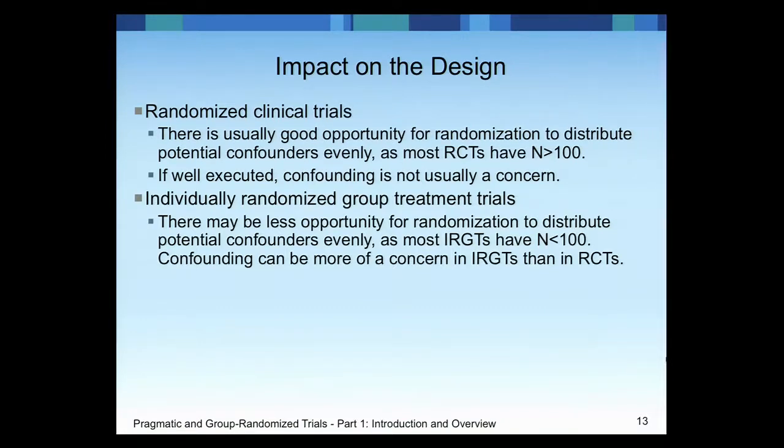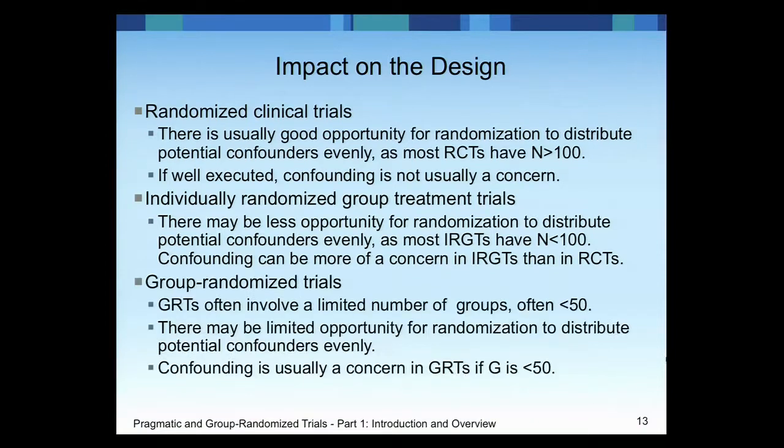Individually randomized group treatment trials are a little different. We start with randomization of individuals, but then those individuals interact with one another. Because, however, we start with randomization of individuals, if we have enough of them, we don't have to be terribly concerned about confounding. However, most individually randomized group treatment trials involve a smaller number of participants, often less than 100. In those cases, confounding can be more of a concern.